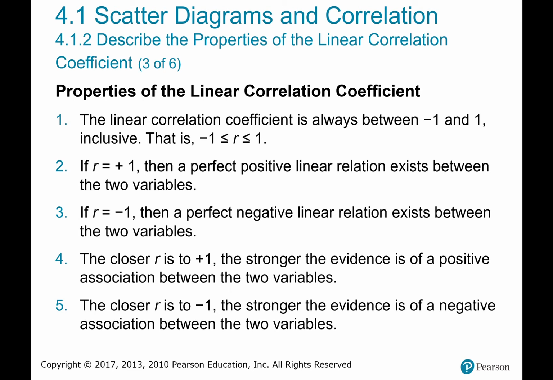Properties of the linear correlation coefficient: it's always between -1 and 1. If r is equal to +1, then it's a perfect positive linear correlation between the two variables. If r is equal to -1, then it's a perfect negative linear relation. If it's closer to +1, there is stronger evidence of a positive association between the two variables. And if it's closer to -1, then there's stronger evidence of a negative association between the variables.